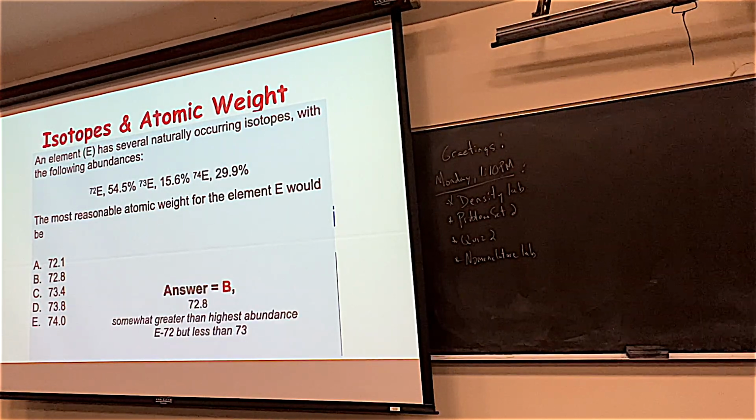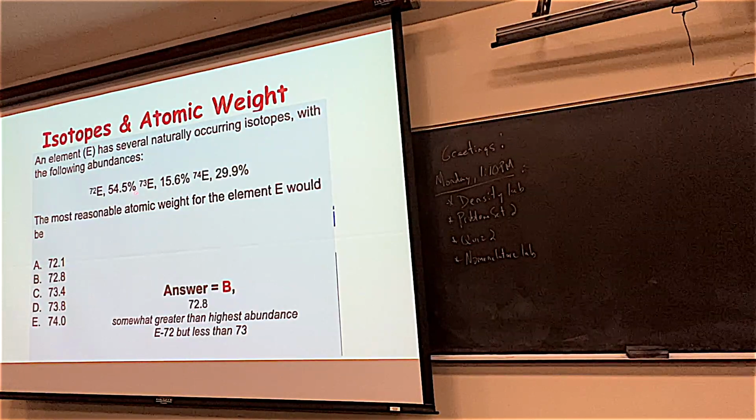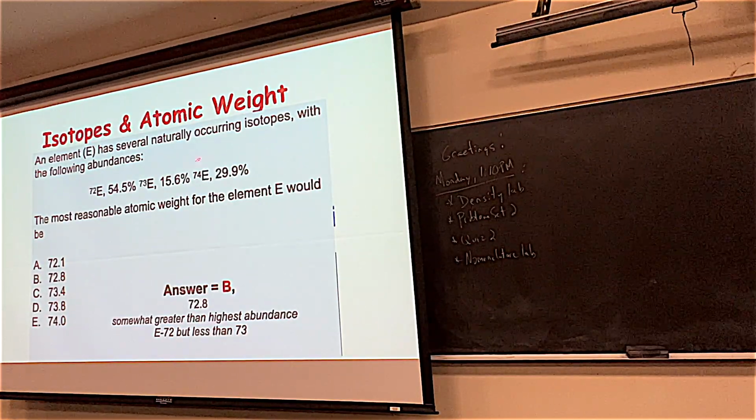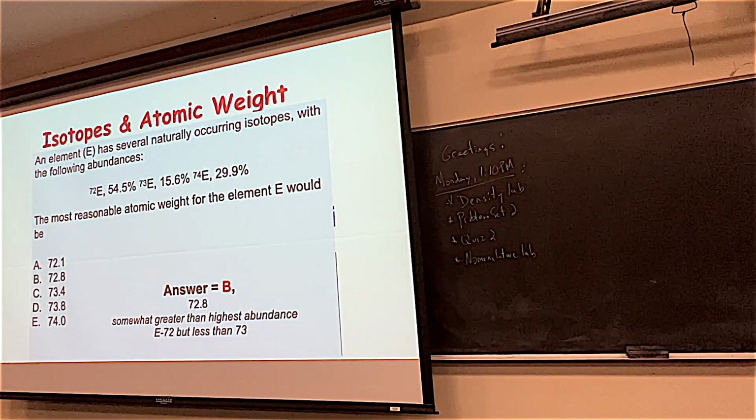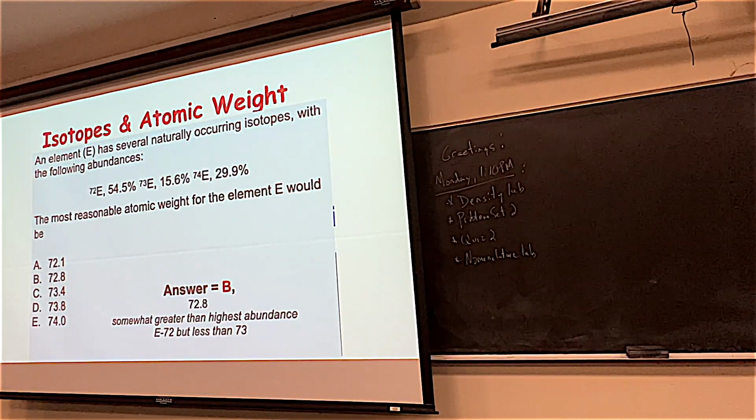So in this way, you can use either way you want, but 72.8 is a good guess here for which one's most abundant. If this would have been like 90% and these would have been 5% or something, then I would have said, yeah, probably 72.1. But anyway, probably it's going to be closer to that one. Any questions on that?